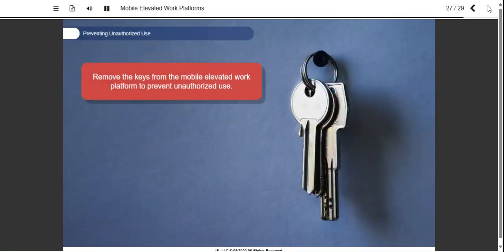Always remove the keys from the mobile elevated work platform when you leave it unattended to prevent it from being operated by someone who is untrained or unauthorized.